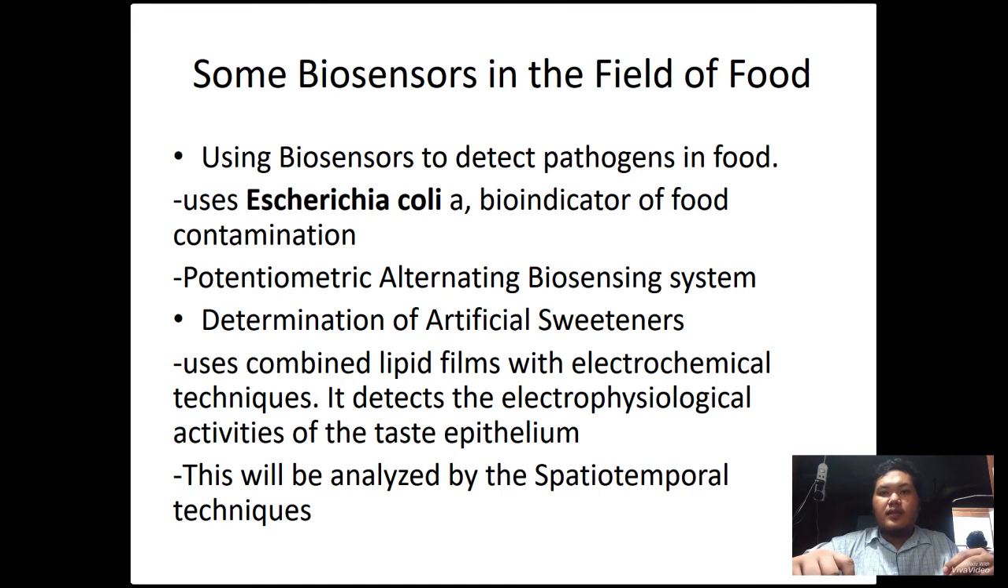So it can detect pathogens. Second is determination of artificial sweeteners. Artificial sweeteners are considered bad because they are addictive and they coax people into eating high energy food, which will cause obesity and malnutrition. This biosensor is combined with lipid films with electrochemical techniques. It detects the electrophysiological activities of the taste epithelium. An instrument called spatiotemporal technique is used to detect the reaction between a taste cell and the sugar, which will then determine what kind of sugar it would be.